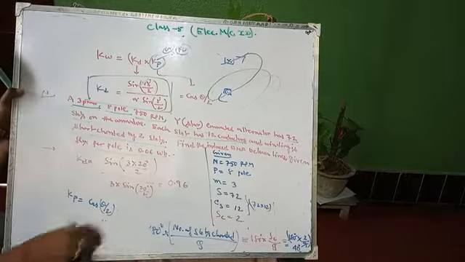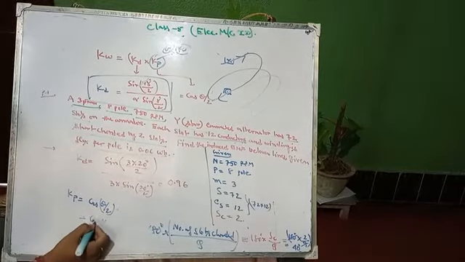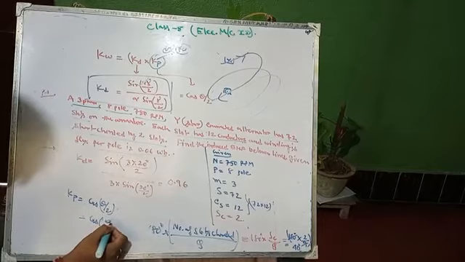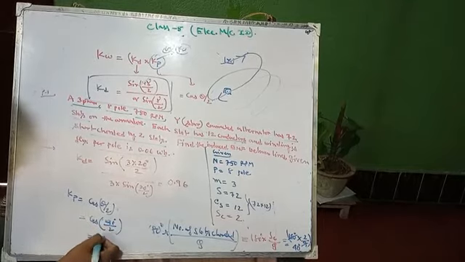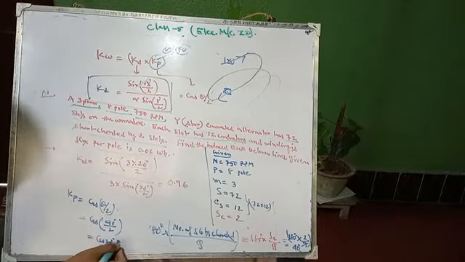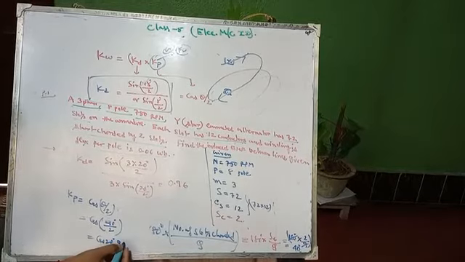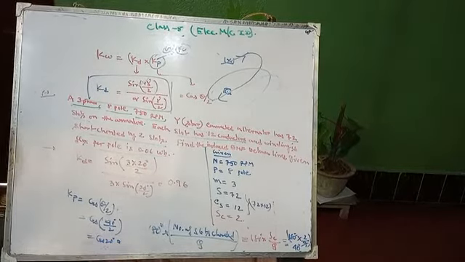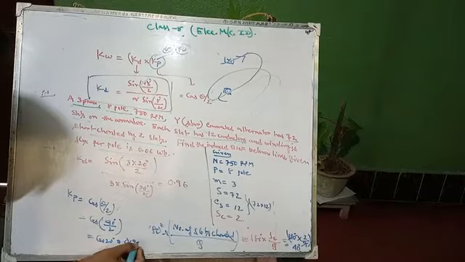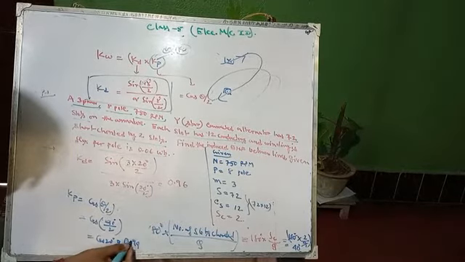So what will be your answer? Just put here cos of theta, what is it? 40 degree by 2, so 40 degree by 2 means cos 20 degree. Okay, so what is the value of cos 20? It will be 0.94. You can verify.